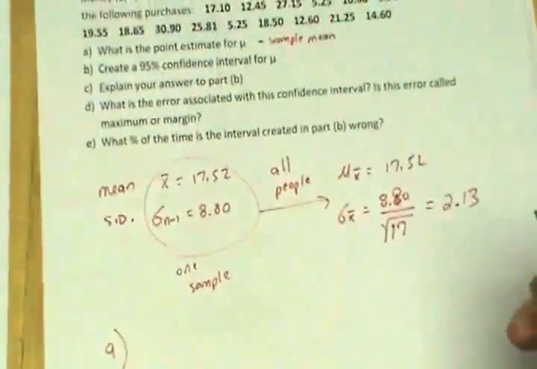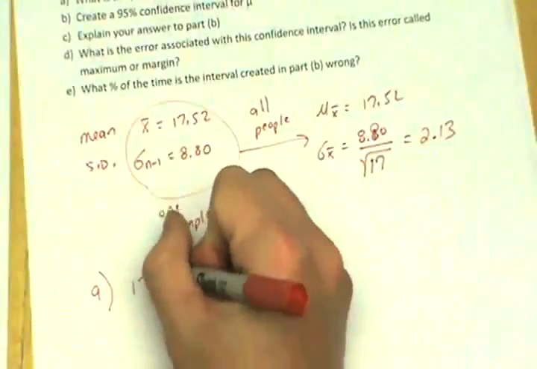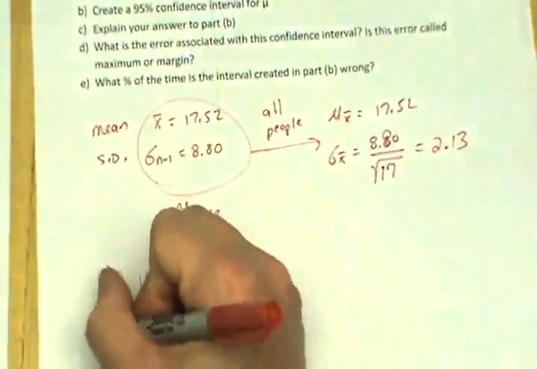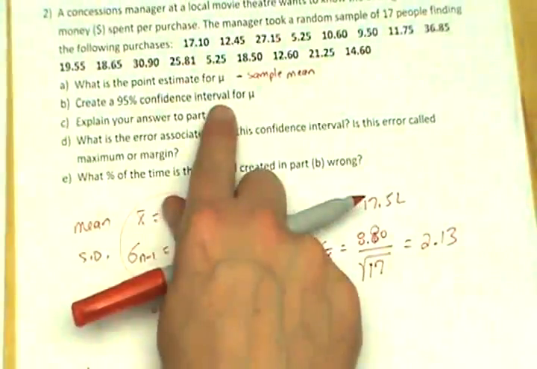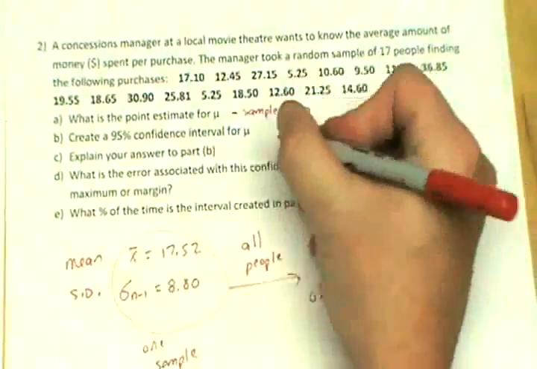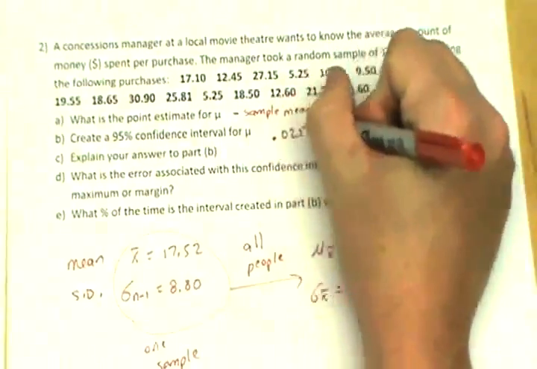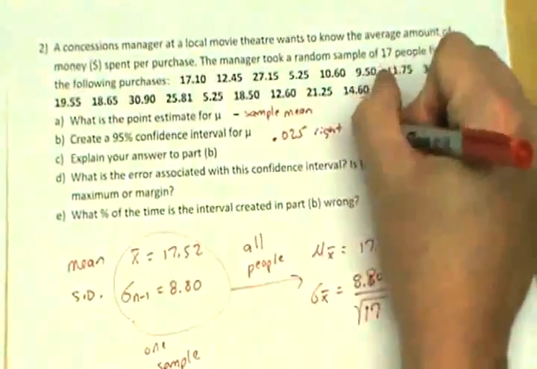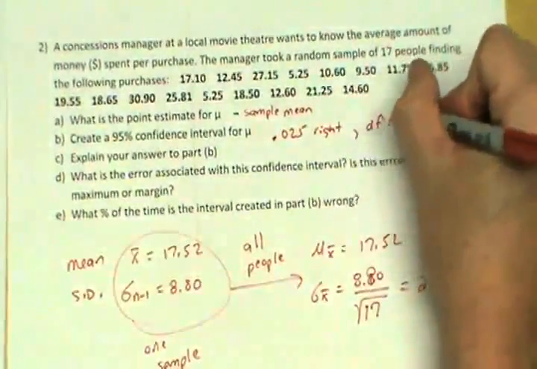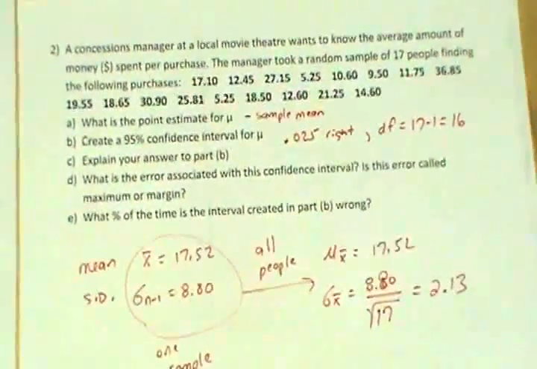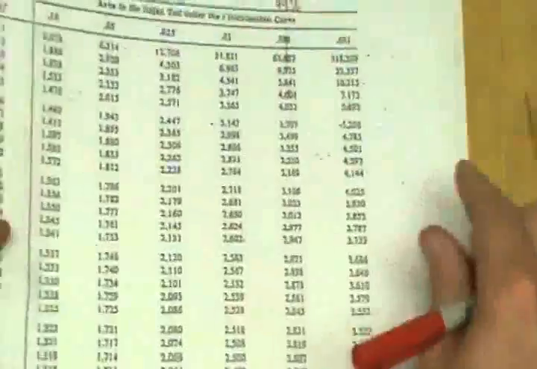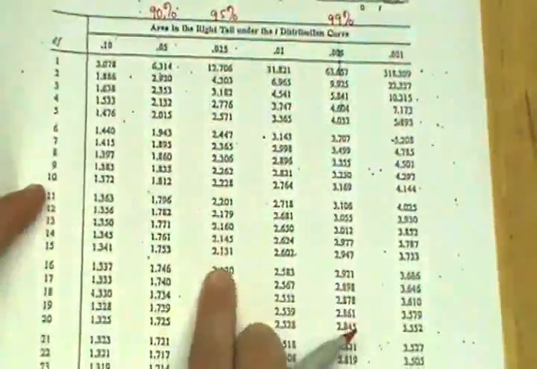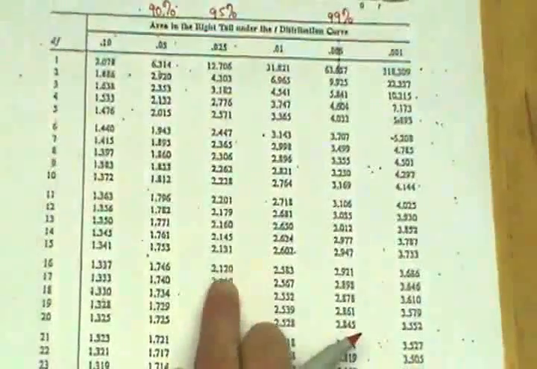Part A says, what is the point estimate? That's going to be the mean, which is 1752. Part B now says, let's create a 95% confidence interval. That means 0.025 in the right tail, and the degree of freedom is 1 less than 17, which is 16. So we go to our T-chart. 0.025 in the tail is the 95% column. We go down to a degree of freedom of 16. There we go, 2.120.